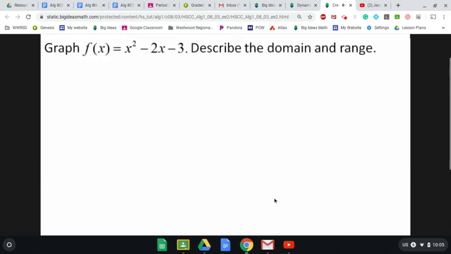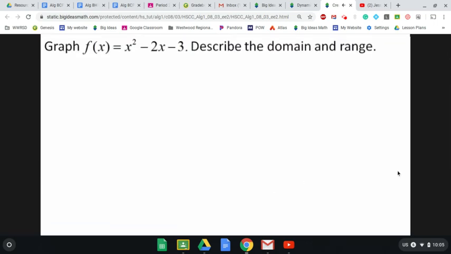Graph f of x equals x squared minus 2x minus 3. Describe the domain and range. Notice that a equals 1, b equals -2, and c equals -3. Find the axis of symmetry. First, write the equation for the axis of symmetry, x equals -b divided by 2a. Then substitute 1 for a and -2 for b to get x equals the negative of -2 divided by the quantity 2 times 1, or x equals 1. So the axis of symmetry is x equals 1.